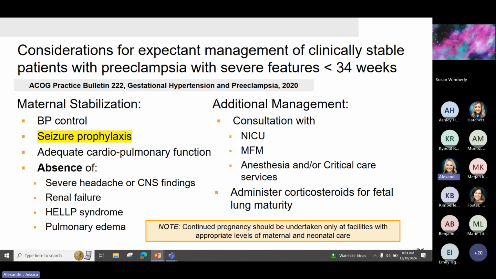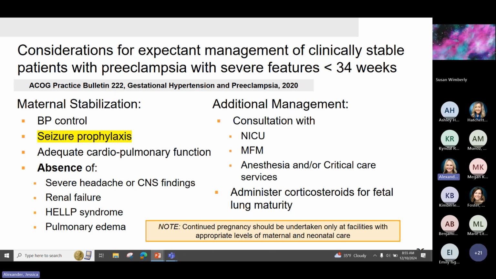preeclampsia with severe features. I've highlighted seizure prophylaxis because we typically don't necessarily have that as one of our first steps. In other words, we have the late second trimester with concerns for severe preeclampsia. We focus on the blood pressure control. If we have one that is somewhat unstable and we're trying to get the 48 hours of steroids, in those cases, we will use magnesium prophylaxis, but it's not necessarily one of our first go-tos.